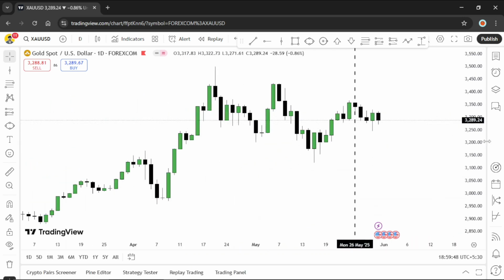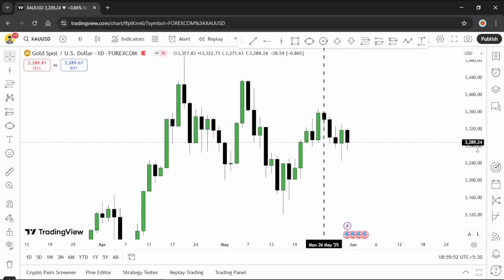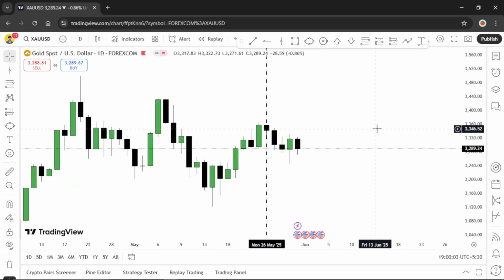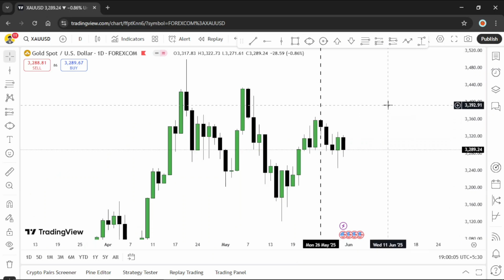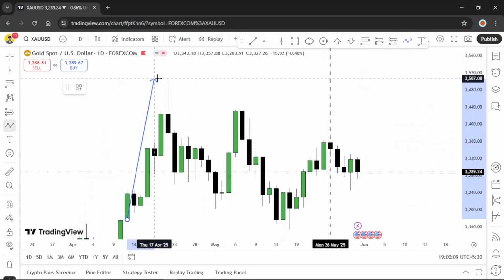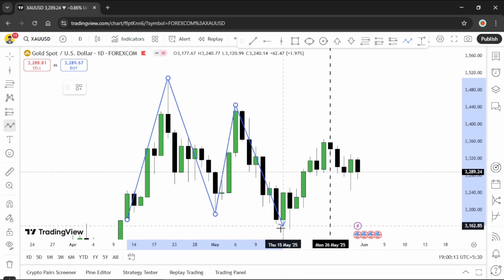This is the daily chart. I am analyzing gold, currently looking at gold. We can see what the market did: the market went from this high to this low and made a lower low, a lower high and a lower low. This is the current market condition.